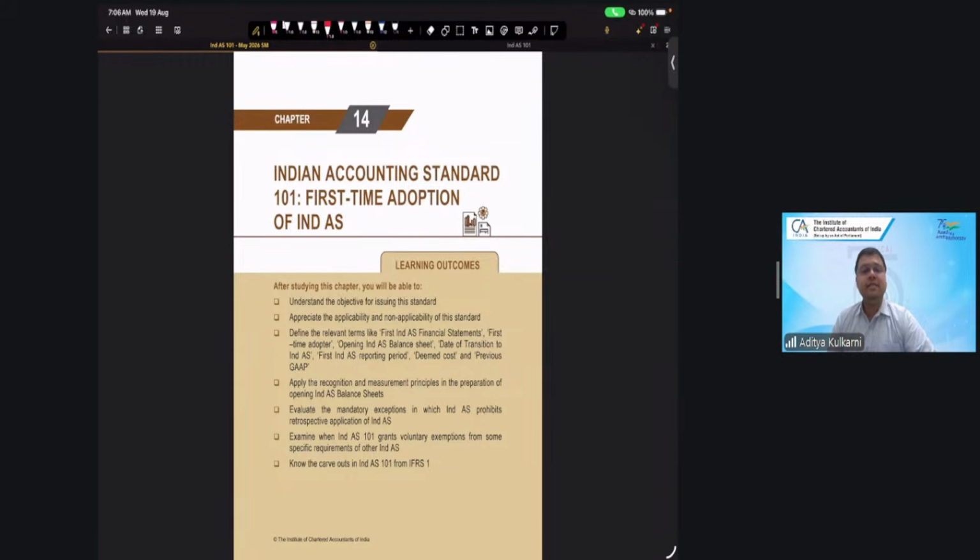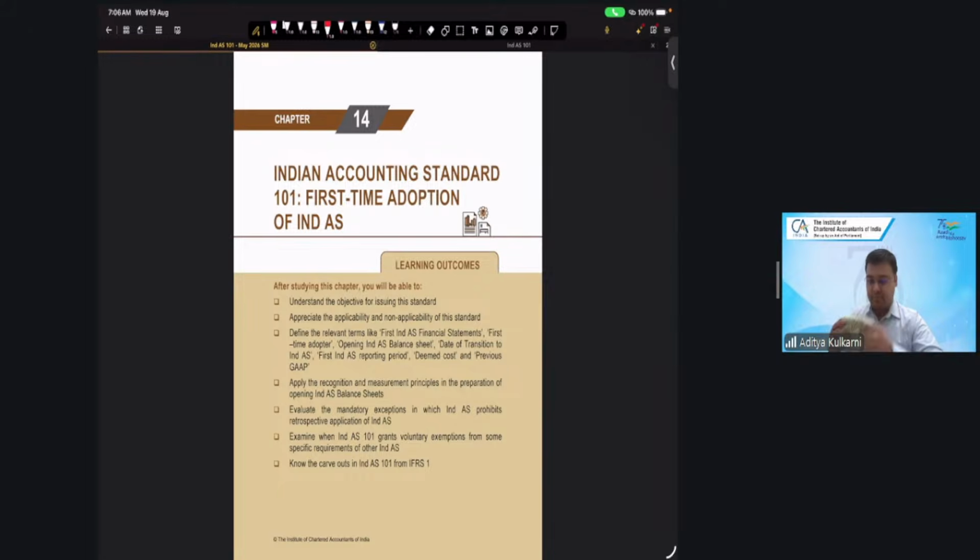Now, transitions are not easy. Transitions are messy, transitions are chaotic, transitions are difficult. They are anything but easy. Why do I say it is not easy? Because the whole fundamental construct of Ind AS is very different from what we have studied under accounting standards.